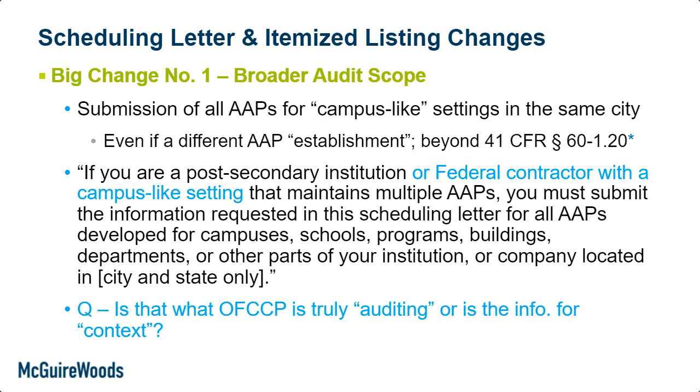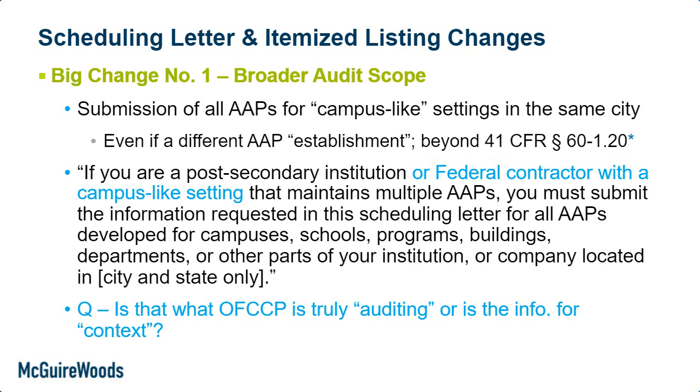So the first big change out of the scheduling letter is, well, what is the scope of the audit? So OFCCP is now saying, and this is not a part of the itemized listing, but is actually text in the scheduling letter itself, that if you have a campus-like setting, and that's in a particular establishment in the city that they're seeking to audit, then you're supposed to provide AAPs for all the establishments in that city. So obviously, if you're submitting 4 or 5 or 6 different affirmative action programs because you have that many establishments in the city, that's going to affect the scope of the audit. Instead of being 1 establishment, it would be 5.